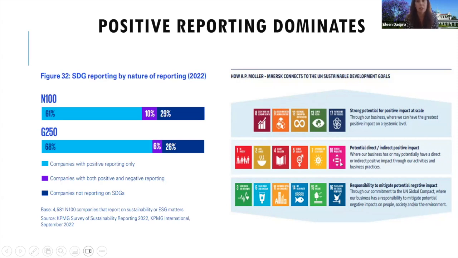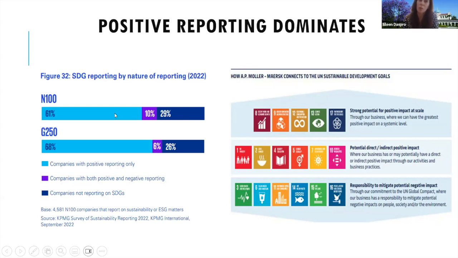These are the SDGs where Maersk can have a positive impact, and they've also articulated some of those goals where they need to mitigate a potential negative impact. So there's the importance of reporting on both the positive as well as mitigating the negative, and recognizing the negative in your reporting. There's a lot to be done here, as you can see. Not only do we have a lot of companies that are still not reporting, it's really the minority of companies that are reporting on both the positive and the negative.